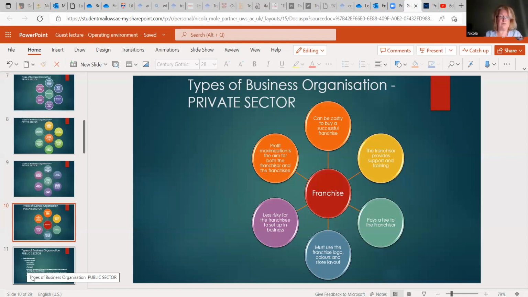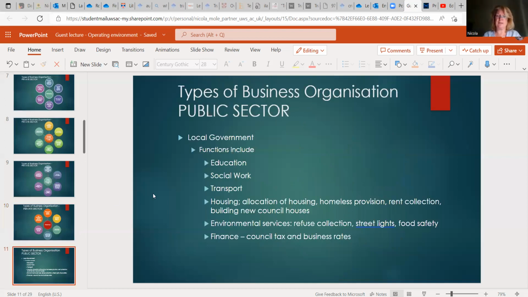The next type of sector that we're going to look at is the public sector, all right? So that can be what we call local government. That doesn't cover the whole country or the whole city, it's just small areas in a city. They might be involved with education, social work, which is supporting families and communities, transport, local bus services, for example.